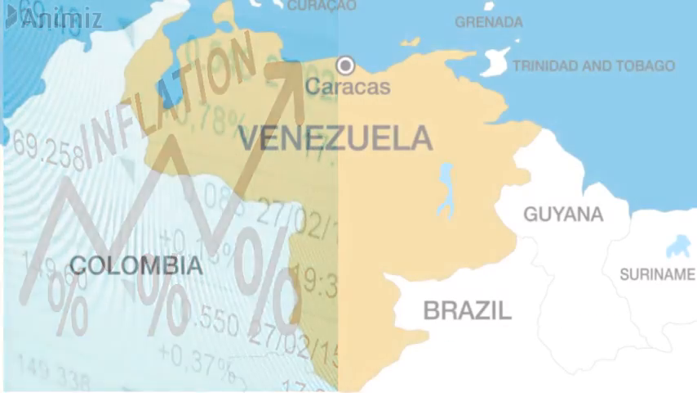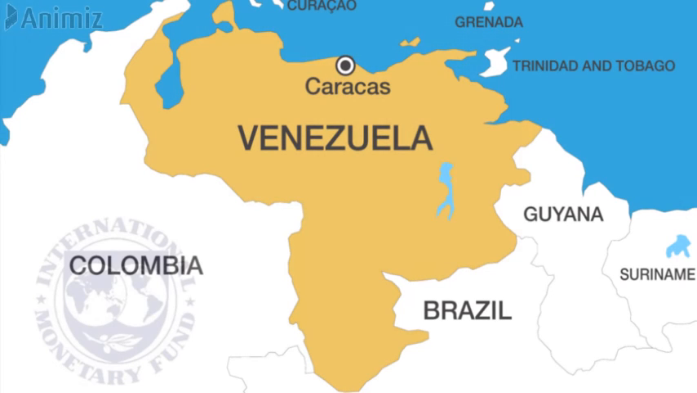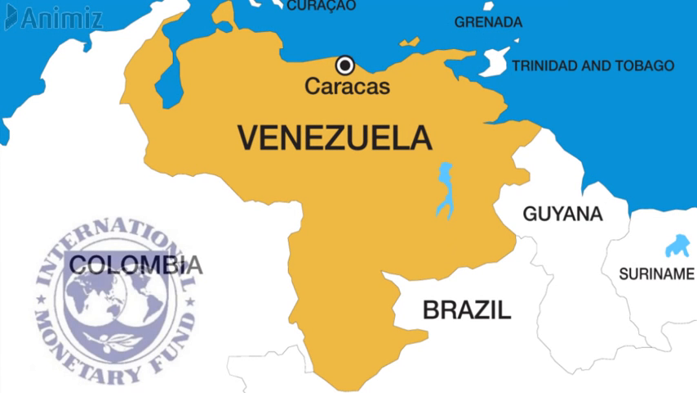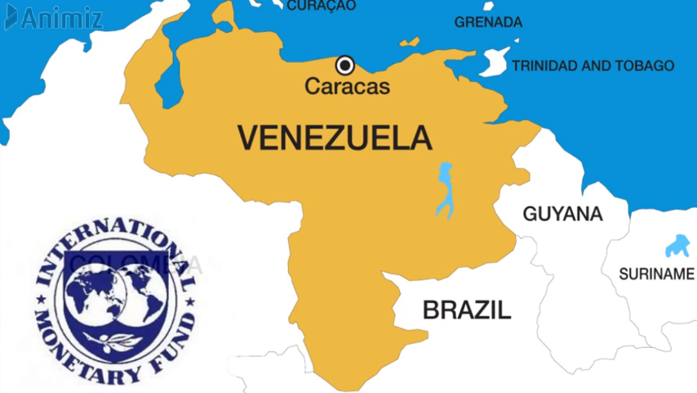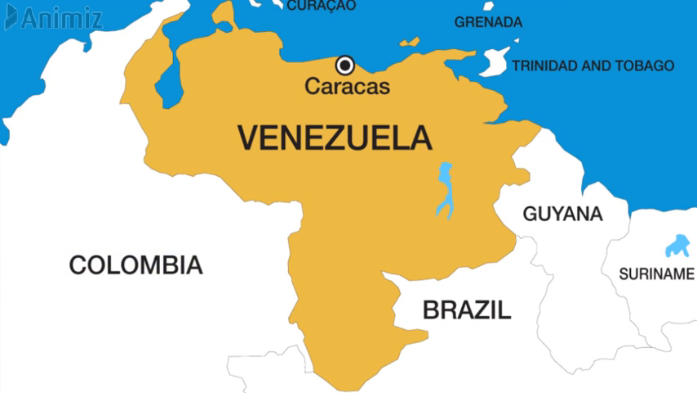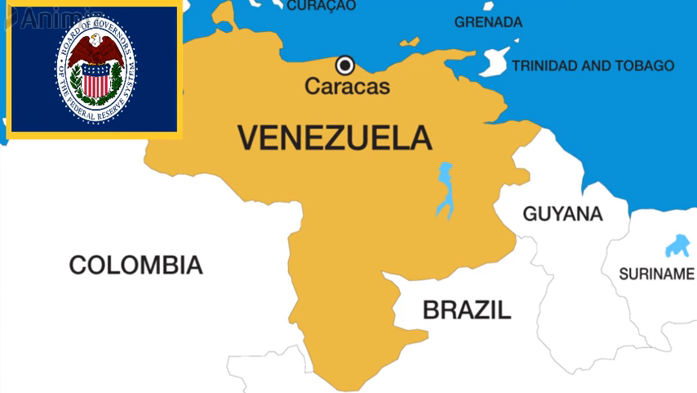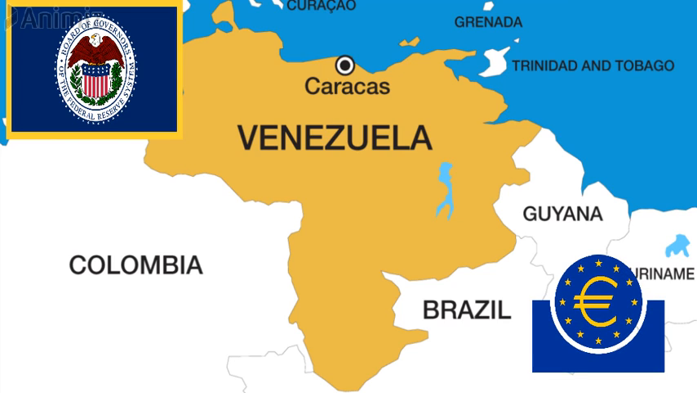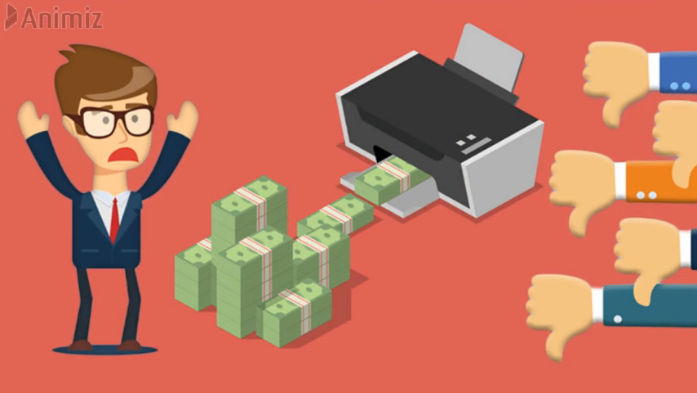If we take an example of Venezuela. In October 2019, the International Monetary Fund, IMF, estimated Venezuela's annual inflation rate for 2019 would be an astounding 200,000%. Considering that central banks like the US Federal Reserve and European Central Bank, ECB, aim for annual inflation targets around 2% to 3%, Venezuela's currency and economy are in crisis.